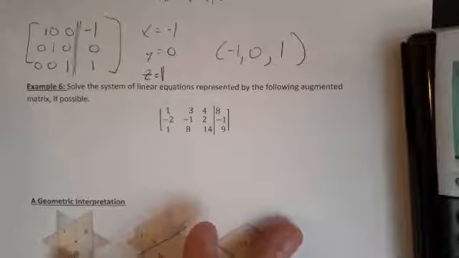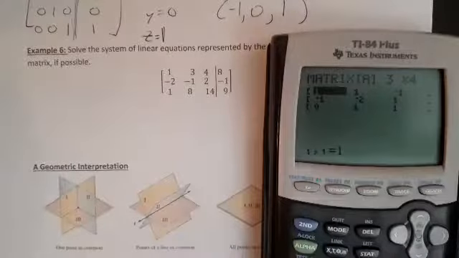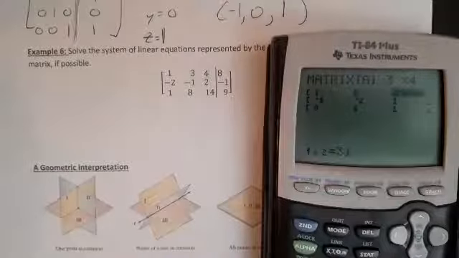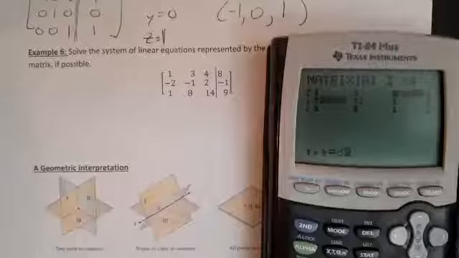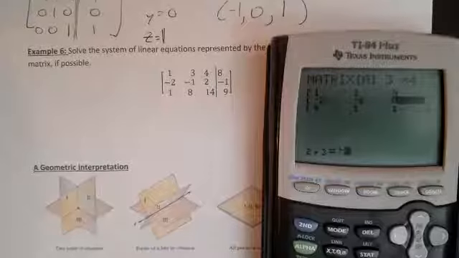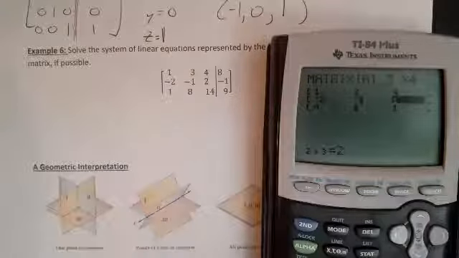Okay, so example 6, solve this. It's the same thing, so I'm going to do this again. I'm going to go to my matrix, over to edit. This is still a 3x4 matrix. I'm doing 1, 3, 4, 8, -2, -1, 2, -1, 1, 8, 14, and 9.